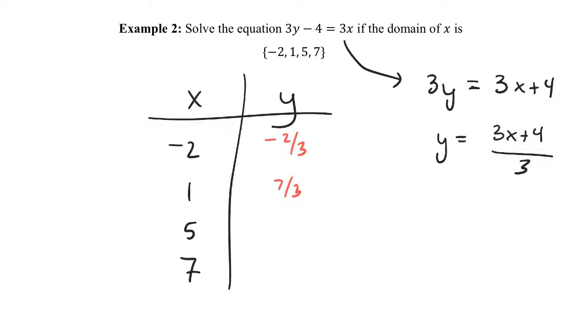Plug a 5 in for x, that's going to be a 15 plus 4, which is 19. And they're all thirds. And then finally a 7 for x is 21 plus 4, which is 25 thirds. So take a look and make sure your numbers make sense. And again, yes, they do have decimal values, but I don't have to deal with writing the repeating bar line every time. Fractions are as good as decimals.